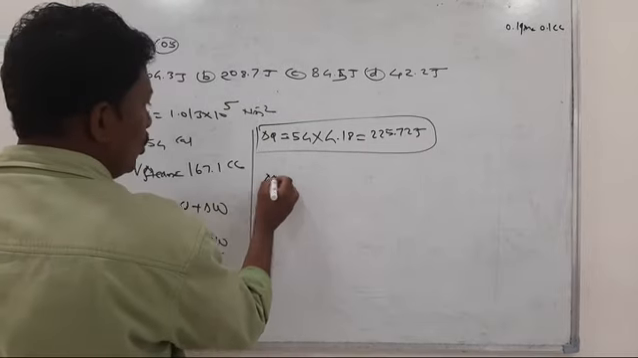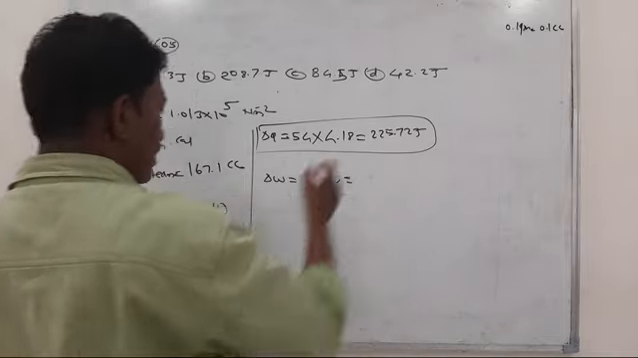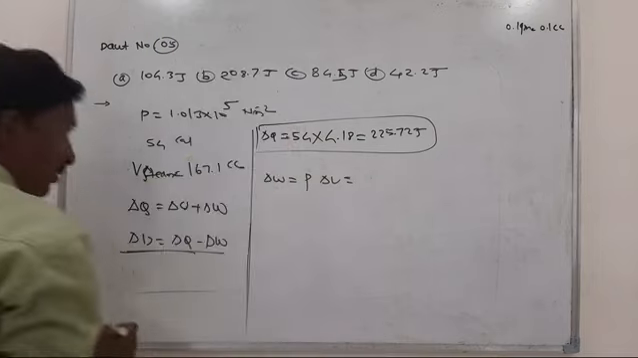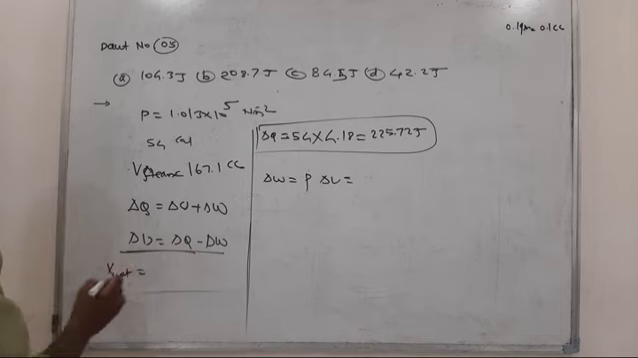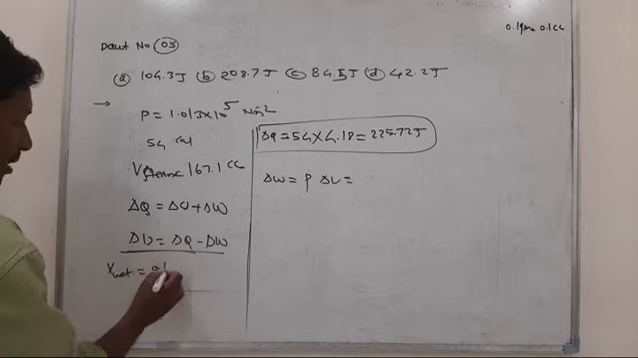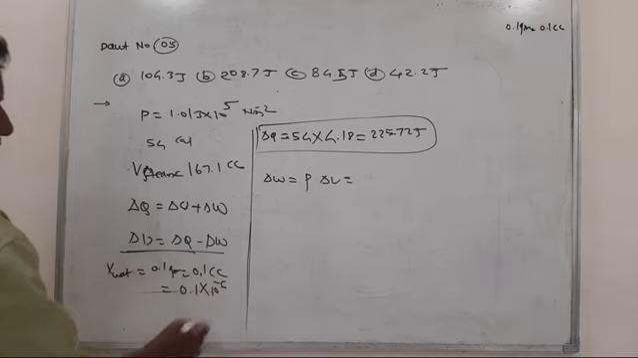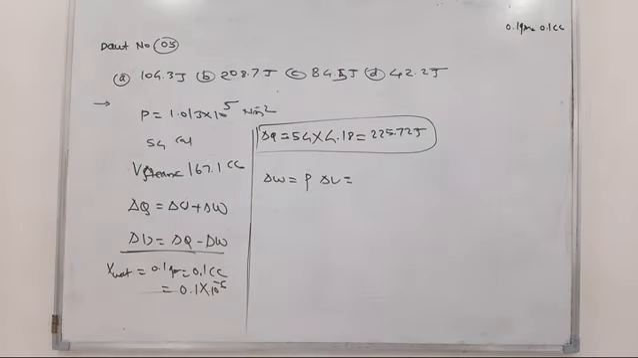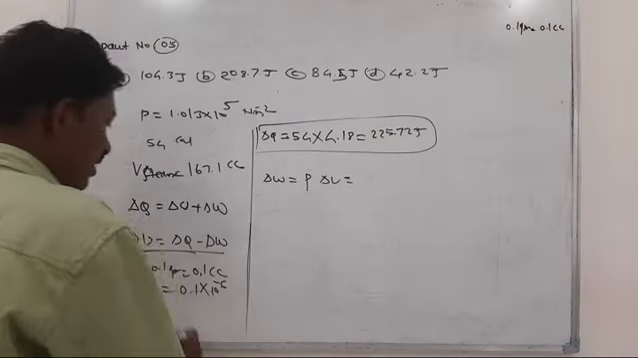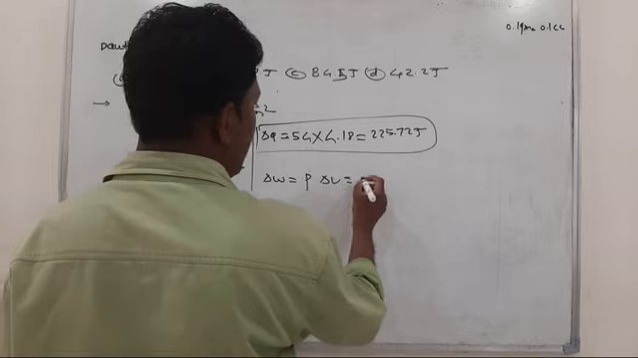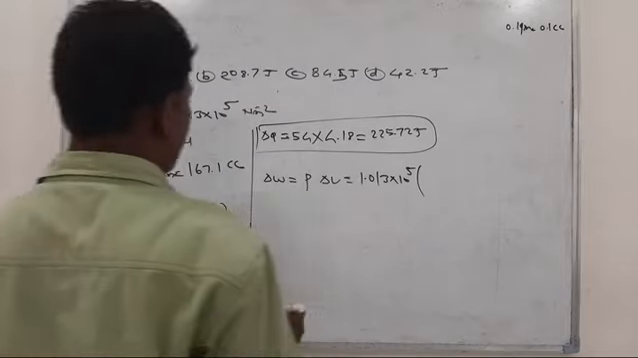Then find out delta W. The formula for delta W is P into delta V. P is given. In this example, the important thing is the specific heat of water. The volume of 0.1 gram of water must be 0.1 cc, that is 0.1 into 10 raised to minus 6 cubic meter. So delta W is P into delta V, and P is also known: 1.013 into 10 raised to 5 Newton per square meter.